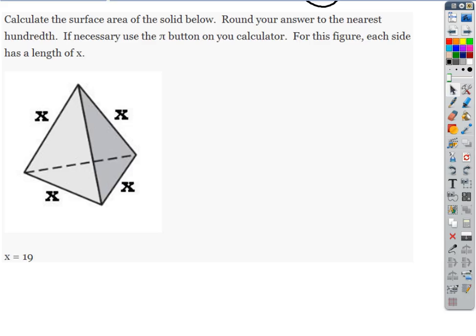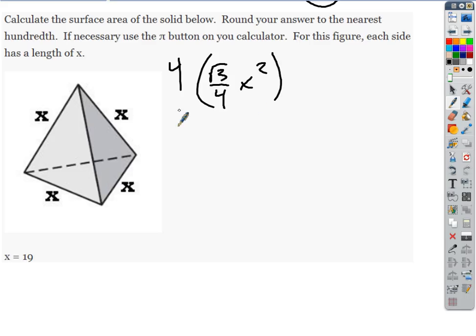Yeah, 4 times the area of an equilateral triangle. So I could just do my formula, square root of 3 over 4 times x squared times 4. And really the 4's would just cancel. But I could just calculate that and multiply it by 4. Okay?